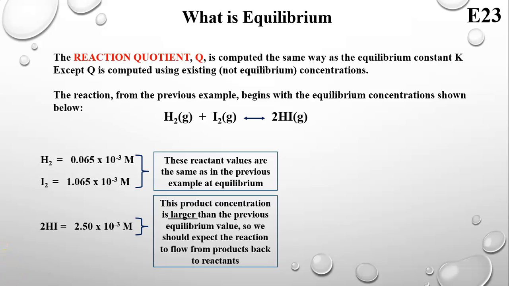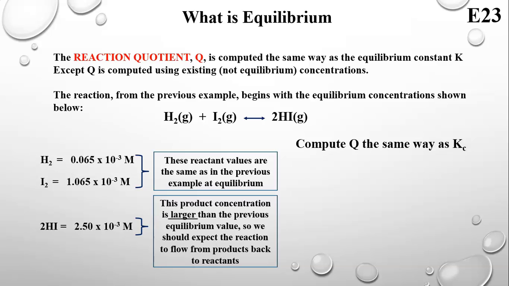And if you'll remember from the previous problem, the equilibrium concentration was 1.87 times 10 to the minus 3. So you can see that this concentration of HI is greater than the equilibrium concentration of HI. So this product concentration is larger than the previous equilibrium value, so we should expect the reaction to flow backwards from products back to reactants because it has too much product for the amount of reactant. It has the same number of reactants as at equilibrium, but it has more product than at equilibrium, so it's going to want to undo those products and move backwards towards reactants.